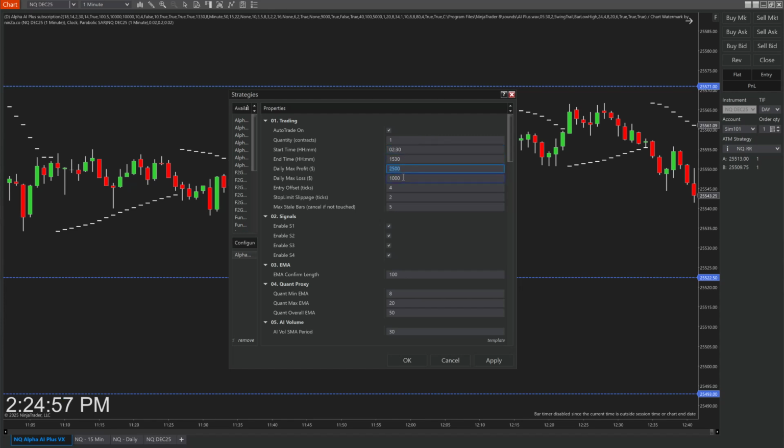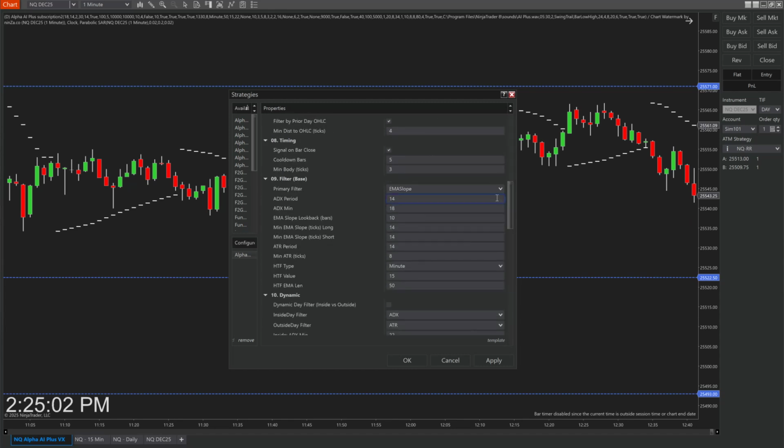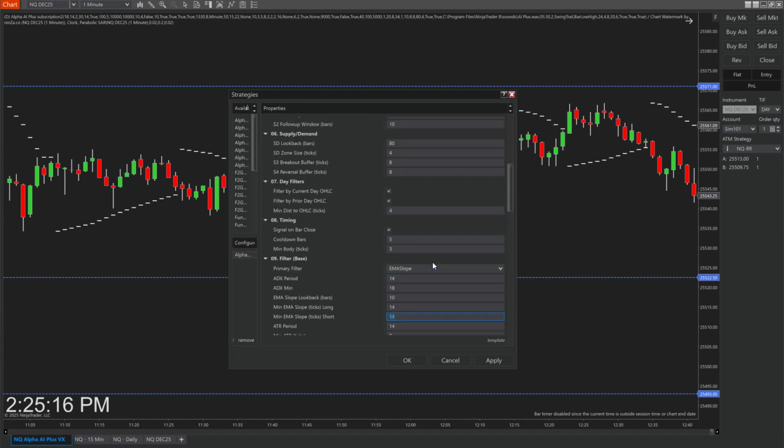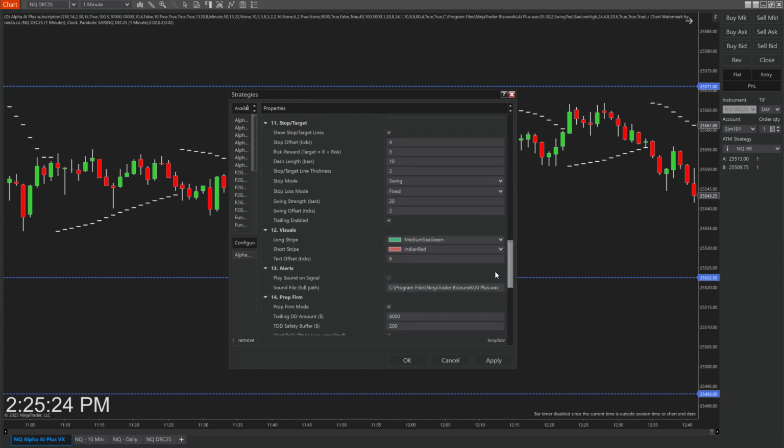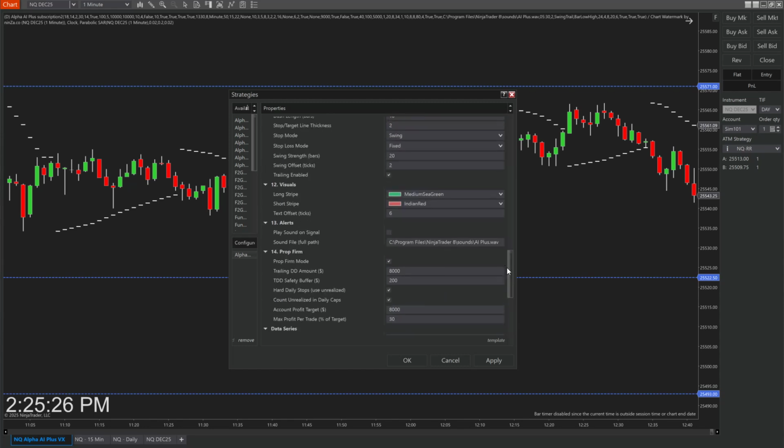This is the daily max profit. This is the daily max loss. And this template uses a primary filter of EMA slope of 14 ticks, which is huge. EMA slope means the EMA must be sloping in your favor by 14 ticks, and it also uses a bigger overall EMA, 50. The other template used 34, this one is 50. So this template is actually very conservative. The reason we made it automated is that you might see it's not going to take a trade every day. You might sit the whole day and get no trades.